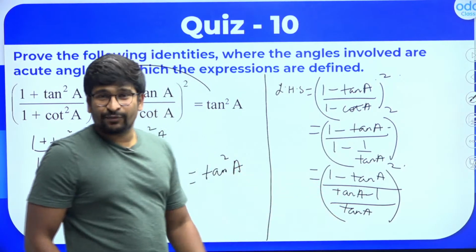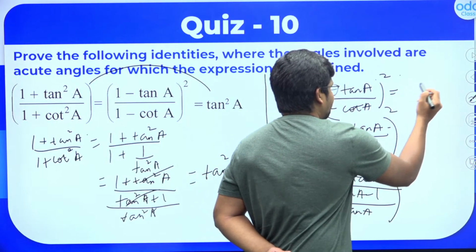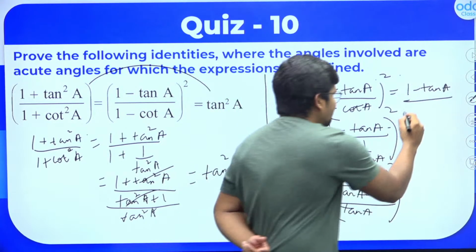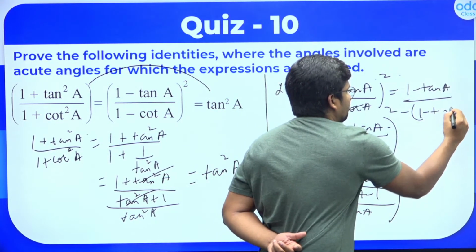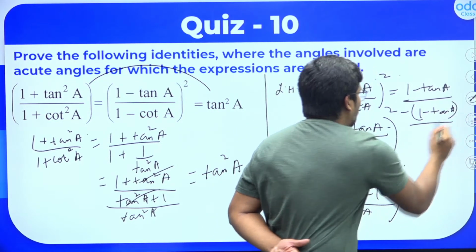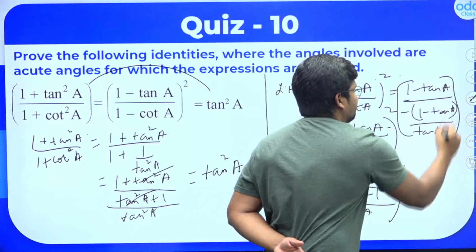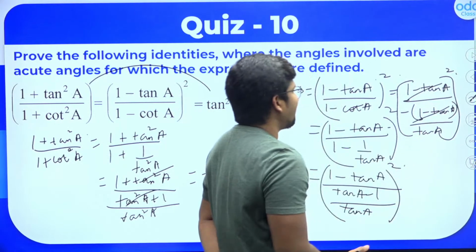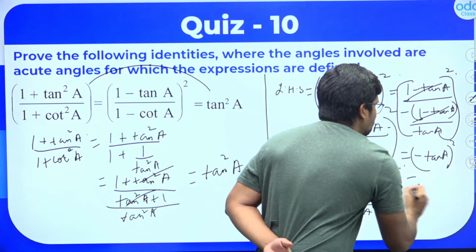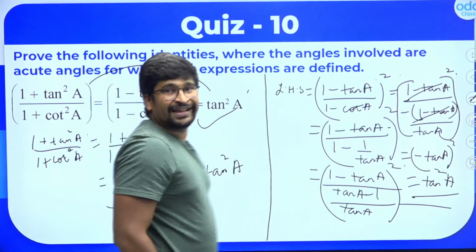Now tan A minus 1 is negative of 1 minus tan A, right? So this can be written as (1 minus tan A) divided by (negative of (1 minus tan A) divided by tan A). This whole thing, the whole square. So 1 minus tan A cancels. So this is negative of tan A the whole square, which is equal to tan square A. Isn't it same as what we had to prove? So this is also proved. Hence, this is also done.